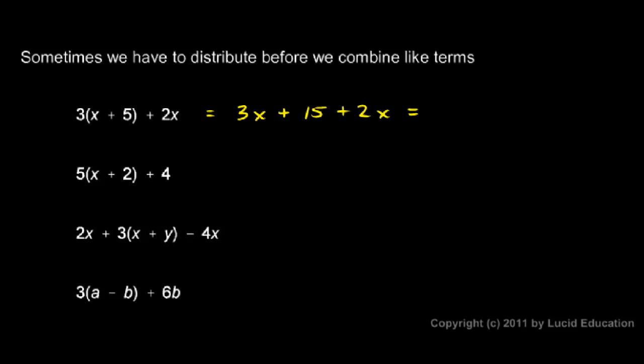Now let's combine like terms. Here's a 3x and a 2x. That gives me a 5x, and I still have the plus 15. So 5x plus 15 is my answer.